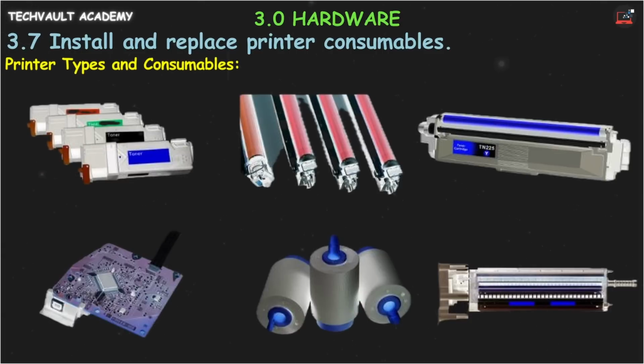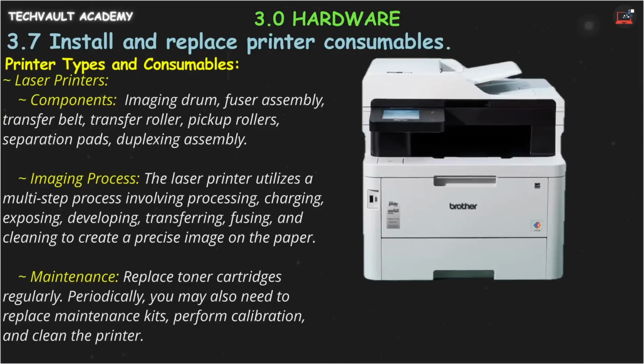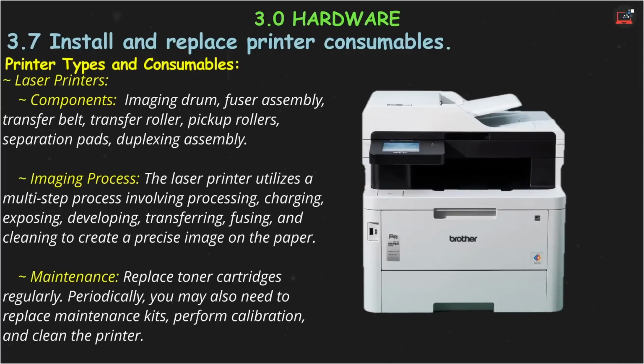Understanding printer types and consumables. Laser printers. Components: imaging drum, fuser assembly, transfer belt, transfer roller, pickup rollers, separation pads, duplexing assembly. Imaging process. The laser printer utilizes a multi-step process involving processing, charging, exposing, developing, transferring, fusing, and cleaning to create a precise image on the paper.